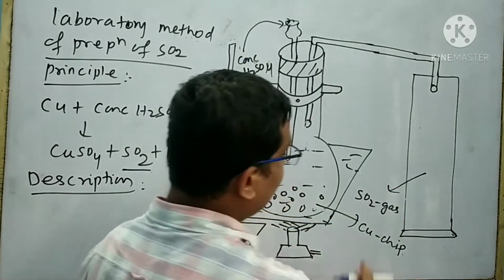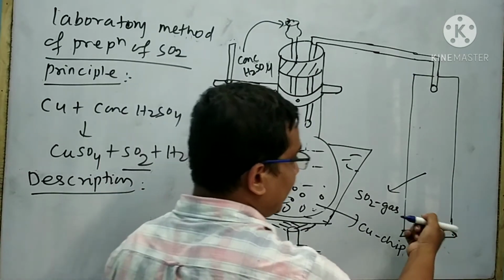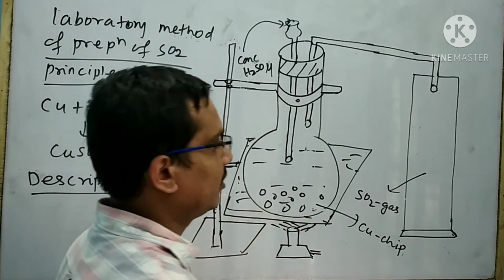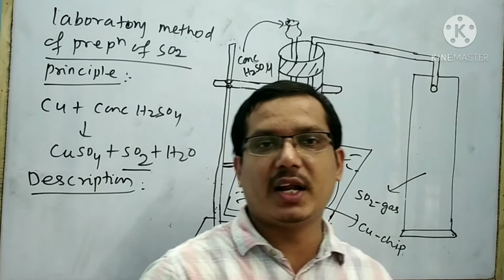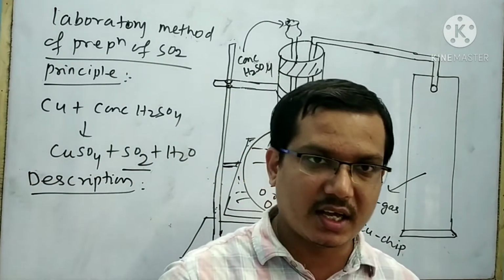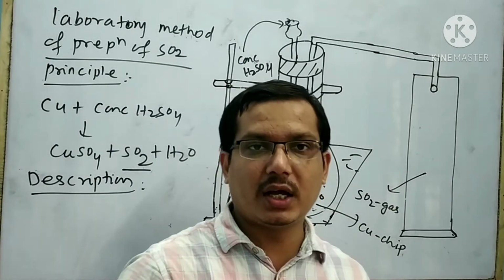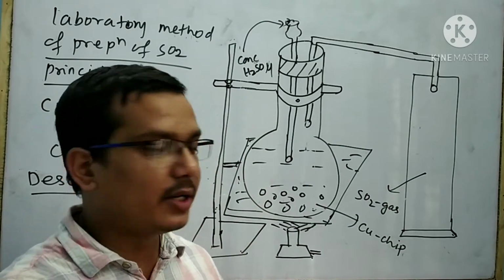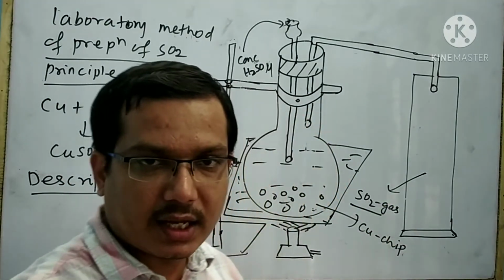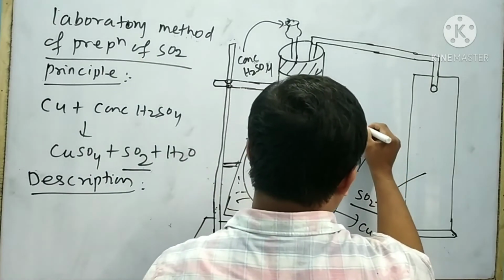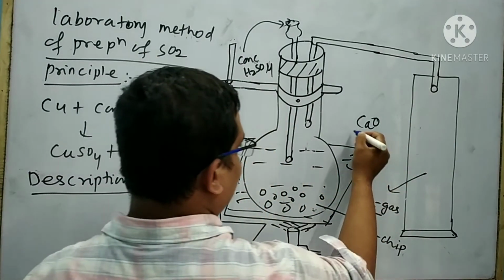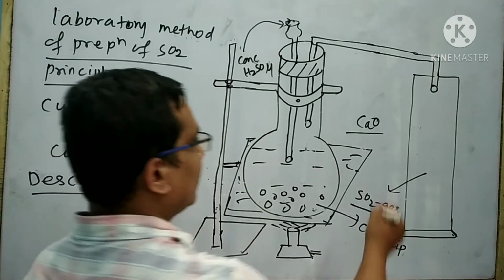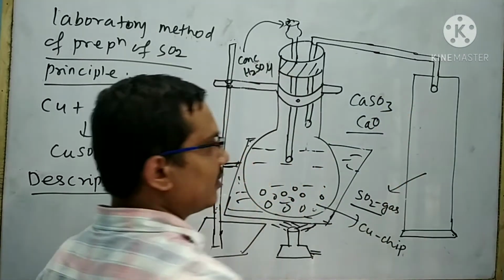Remember an important point: the sulfur dioxide gas is collected in this container by upward displacement of air. For the purification of impure sulfur dioxide gas, the impure gas is passed through concentrated H2SO4 to remove water molecules. But remember, this impure sulfur dioxide gas cannot be purified by calcium oxide, because calcium oxide reacts with the sulfur dioxide to form calcium sulfide.